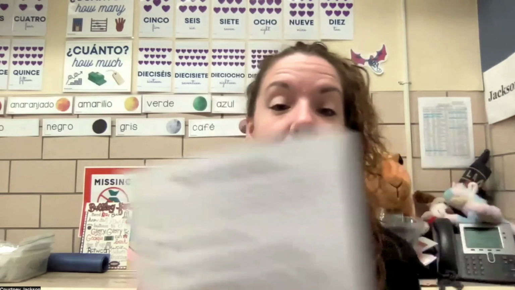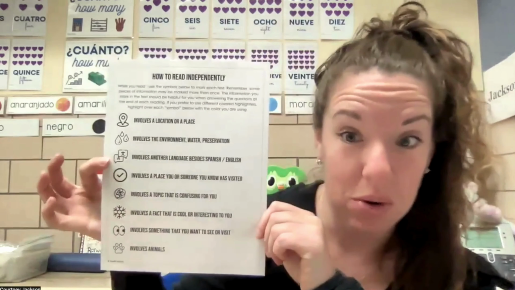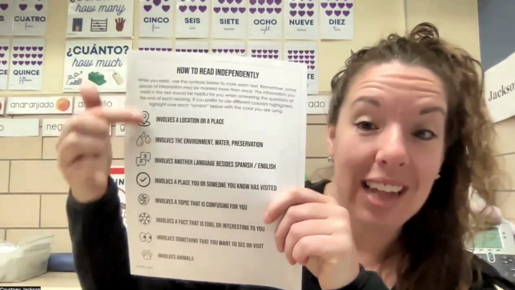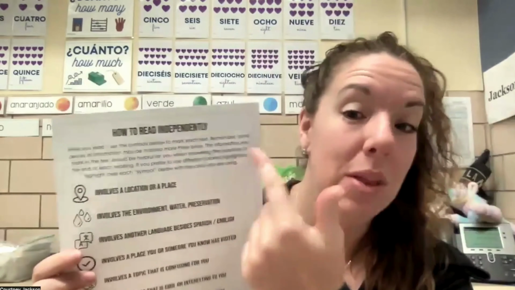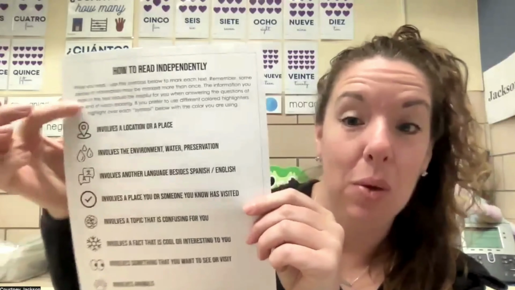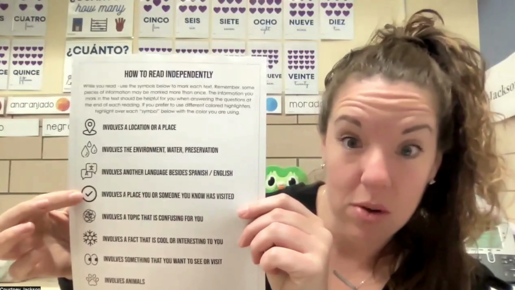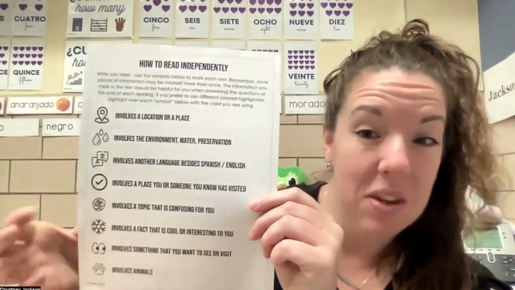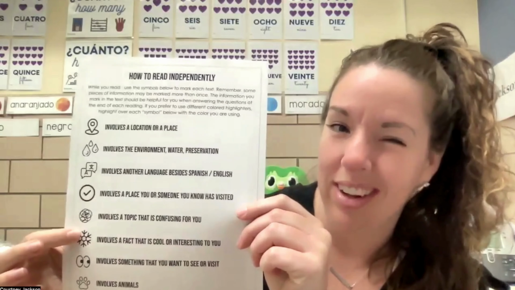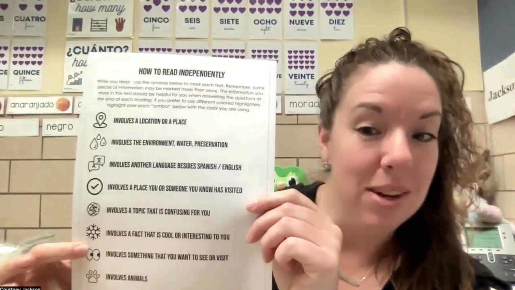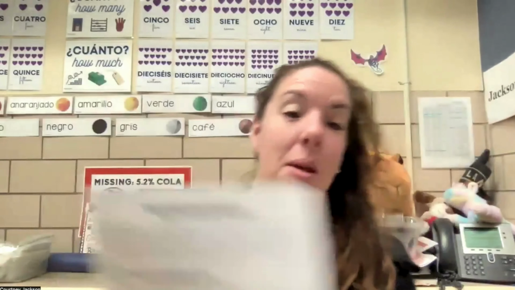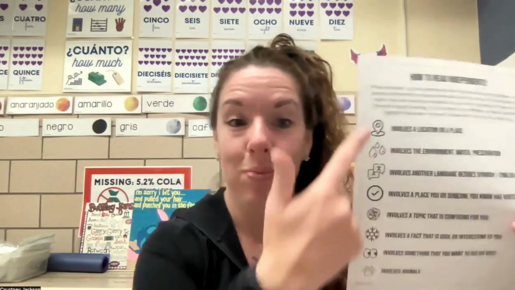So for annotations, I give my students this sheet when we're doing the Seven Wonders. You can see a list of the symbols. They're arbitrary. I made them up to go with what I want them to do. So a location, the environment, language, something that you or someone you know has done, something that's confusing, something that's cool because it's a snowflake, something that you want to see, something that involves animals. You could make up your own annotations for any text that you want to do. But these are the symbols I have my students use.